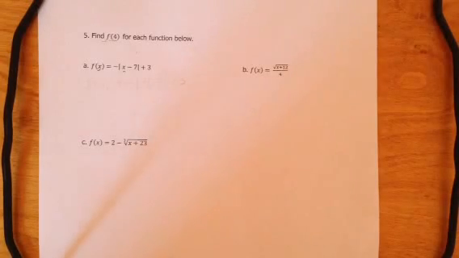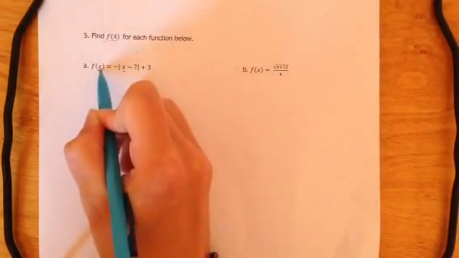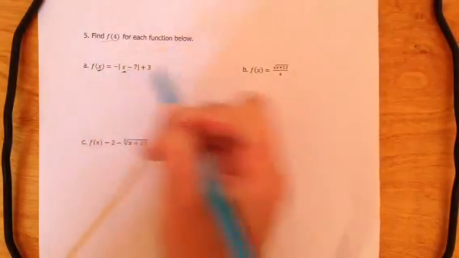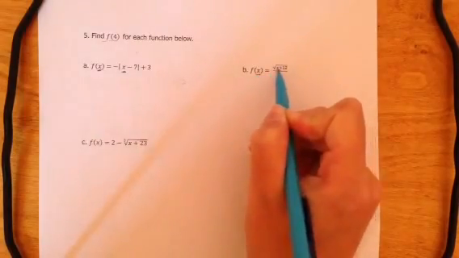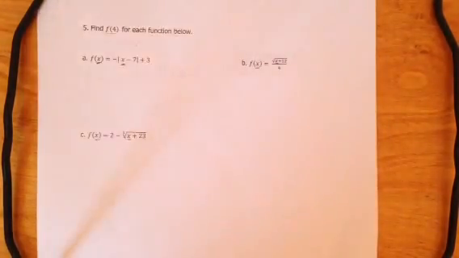This is problem 5 from the chapter 1 closure packet. It says find f of 4 for each function below. So what we're going to do is replace where there's an x in each part of these problems with the number 4, then evaluate that and see what number comes out as our answer.